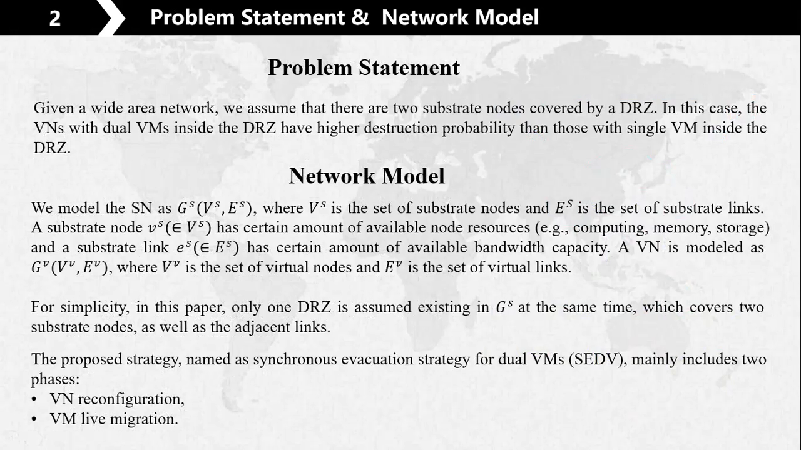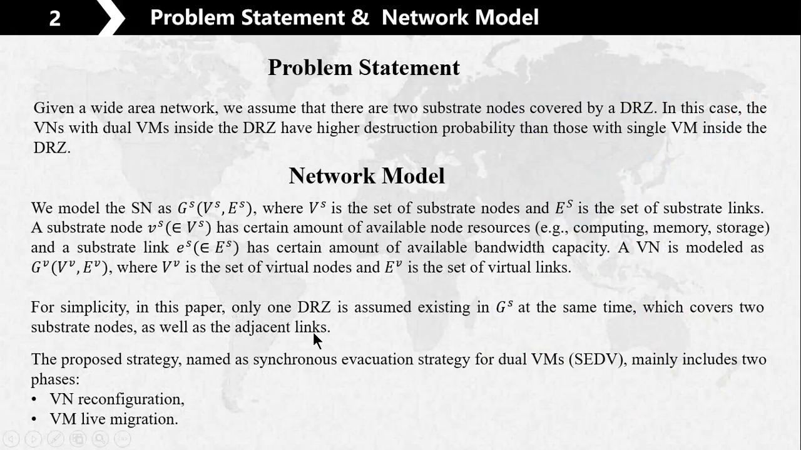We model our substrate network as GS, and here VS is the set of substrate nodes and ES is the set of substrate links. Say a substrate node has certain amount of available node resource and a substrate link has certain amount of available bandwidth capacity. A VN is modeled as GV. So for simplicity purpose, only one DRG is assumed existing in GS at the same time, which covers two substrate nodes as well as the adjacent links.